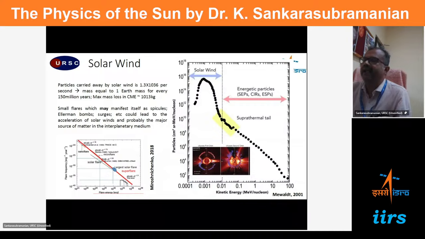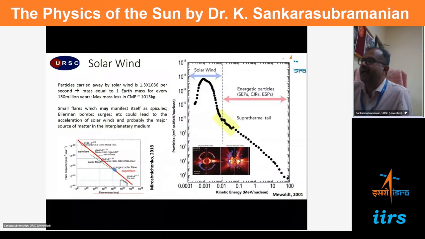And on the right-hand side, what you see here is the spectra of the particles. The x-axis is the kinetic energy of the particles, and the y-axis is the amount of flux of the particles reaching the L1 point. And the inset basically tells you how the particle velocities vary. What you see here is two images: one taken during the solar minimum, another during the solar maximum.